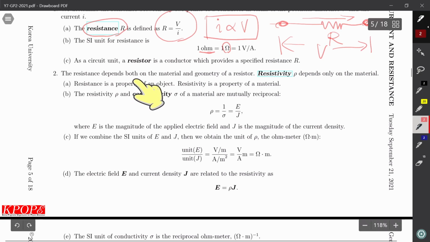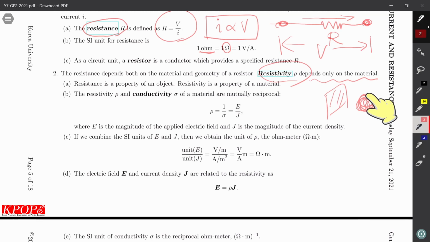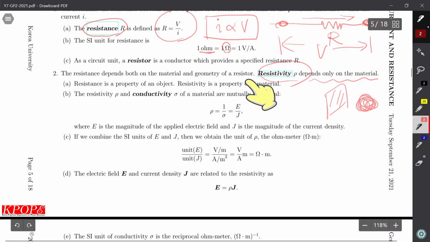The resistance depends both on the material and the geometry of a resistor. Geometry means the shape of the material. However, resistivity rho depends only on the material. It doesn't matter whether it is flat or a kind of lump. Resistivity is independent of the geometry of a resistor. So resistance is a property of an object, and resistivity is a property of a material. Because an object has some shape, resistance depends on the shape of an object as well as the material.